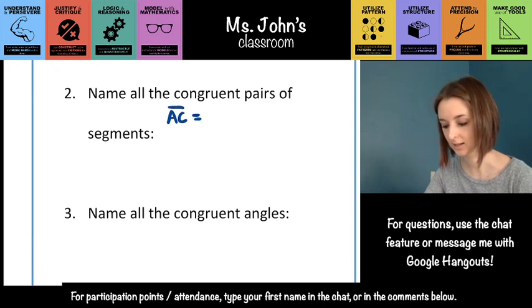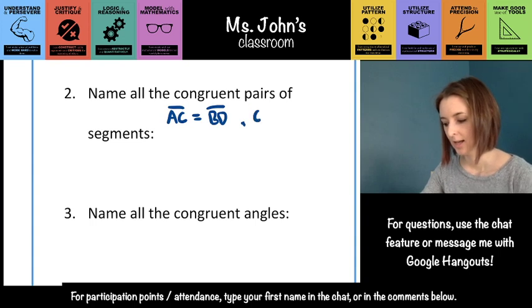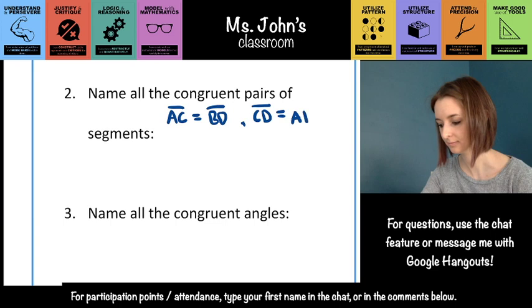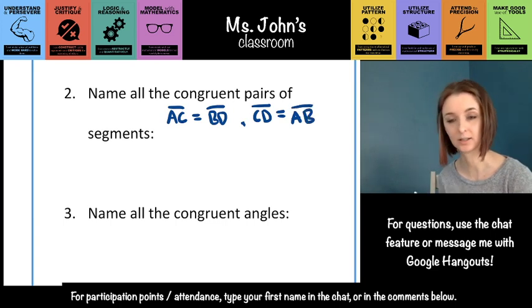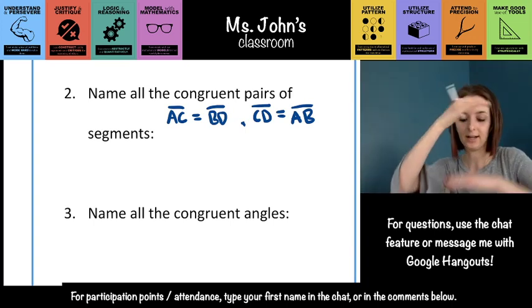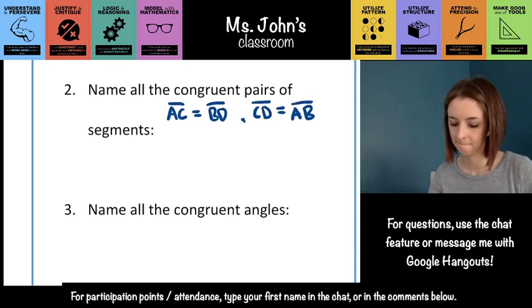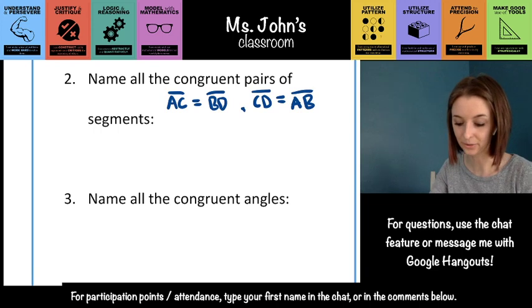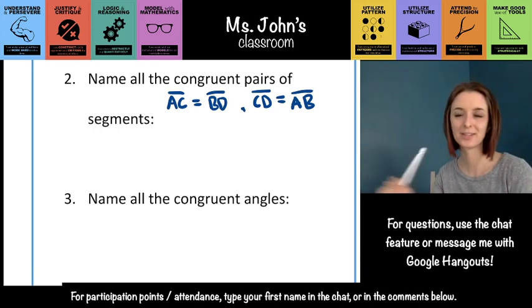So AC is equal to BD. These are the outside line segments. Those are the two pairs of outside, and then there's a whole lot of other ones, because we have diagonals in there.